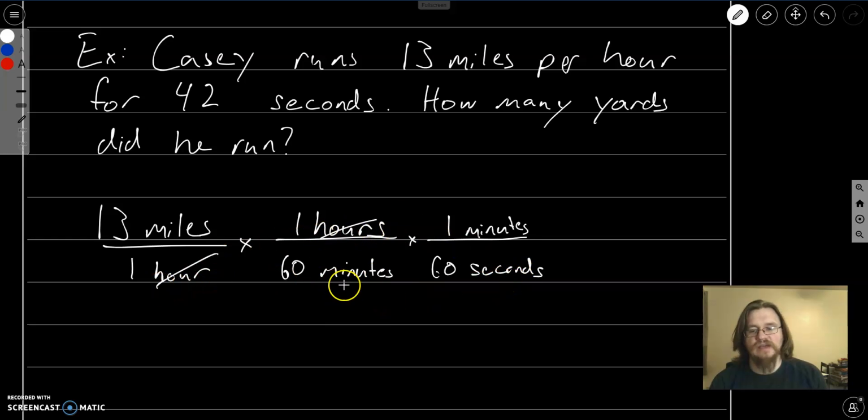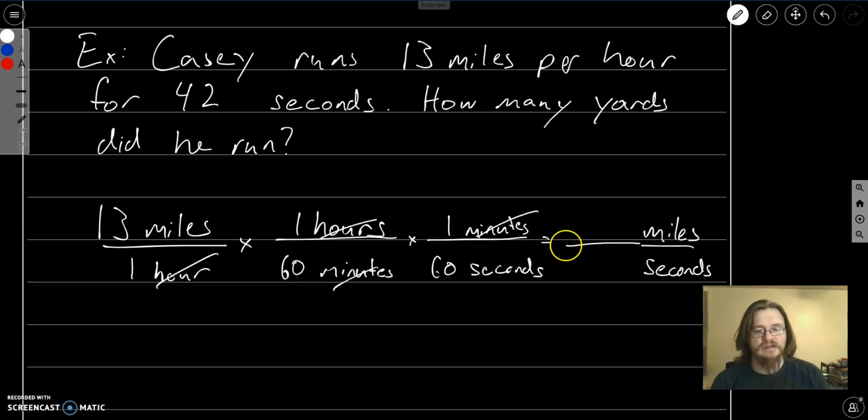Hours and hours will cancel. Minutes and minutes will cancel. The number that I'll come up with is going to be miles over seconds. And this is going to be a fraction, and I'm not going to reduce this fraction. So I have 13 times 1 on top. That's just 13. I'm going to leave that alone. I've got 1 times 60 times 60.